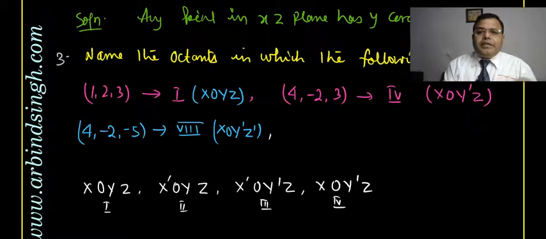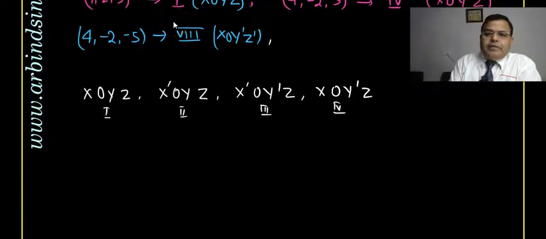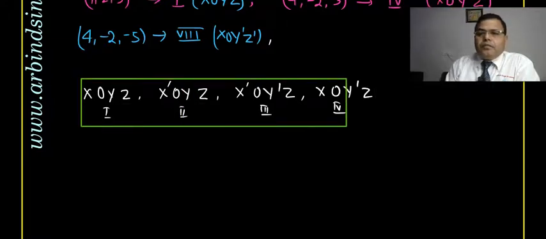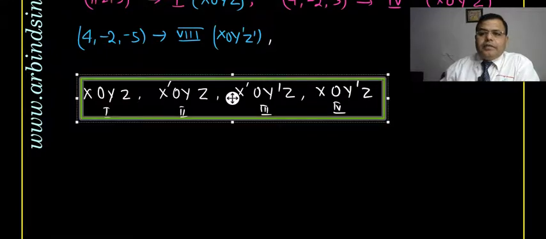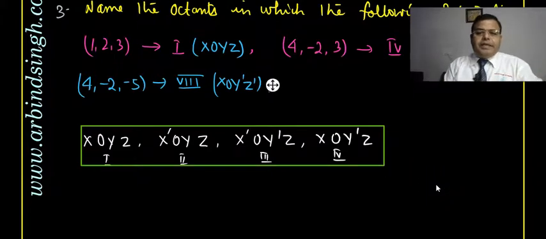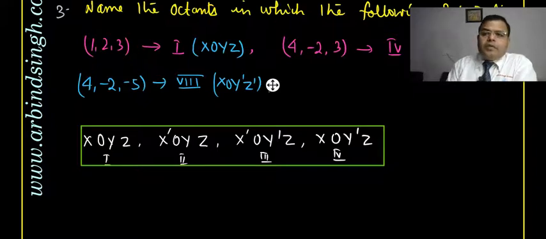On the next point, you can memorize this. Let me write this here just for the sake of convenience. This is what I did here. Right? Now the next point is here, and the coordinates of the next point are minus 4, 2, minus 5. The next point is minus 4, 2, minus 5, right?